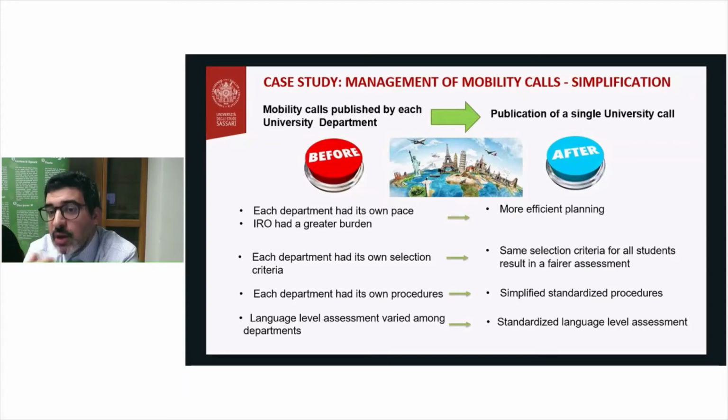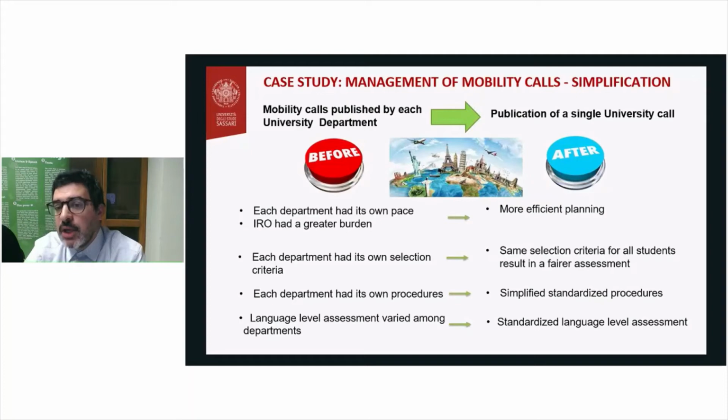Some years ago, the mobility call had to be published by the university department or faculty, and it was the responsibility, also administrative responsibility, to keep track of each phase connected to the call. And as you know, we have to make sure that transparency and fairness are always guaranteed to all students, and this also entails a great efficiency from the administrative staff.